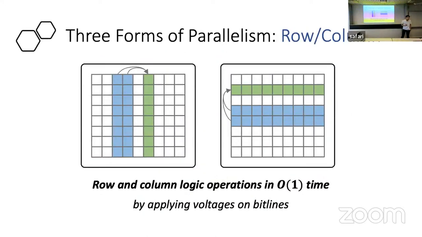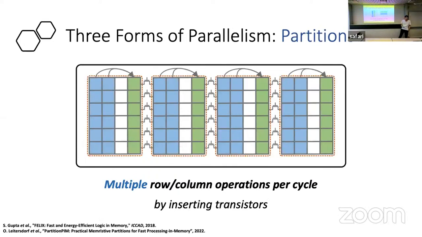Okay, so if we summarize our first framework, parallelism, we said operations on columns in O(1) time, that's this. Sometimes we can also do operations on rows in O(1) time. Here it does depend. With resistors, we can't do it if we apply the voltages on word lines instead of bit lines. With other technologies, it depends on the exact implementation. But sometimes we're going to assume only the first, sometimes we're going to assume both of them. So the first form of parallelism is these operations.